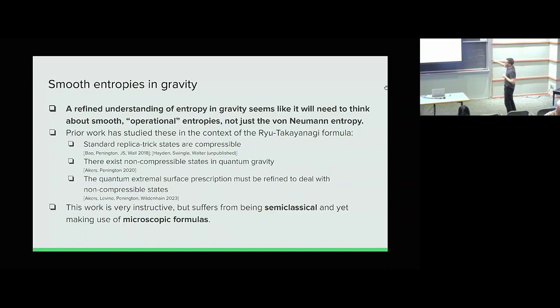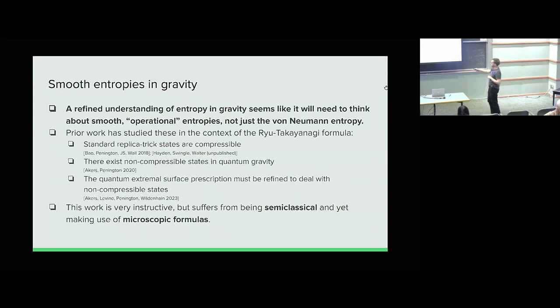But in a paper that was really influential and formative for me, Akers and Penington showed that there do exist non-compressible states in quantum gravity, states for which the von Neumann entropy does not compute an accurate counting of the degeneracy of states. These are funny things. These aren't black hole states. They're funny states involving a lot of bulk matter, but nevertheless, they require a refinement of the way we think about entropy.